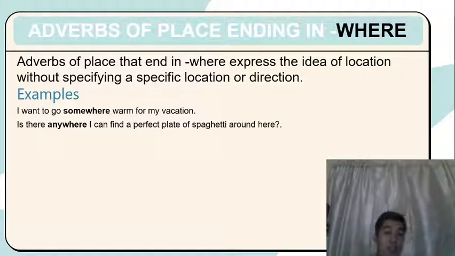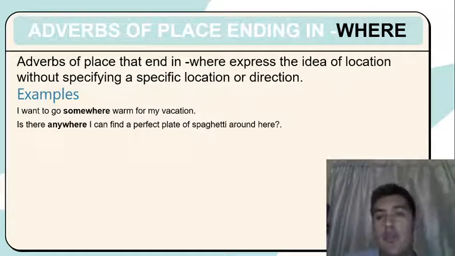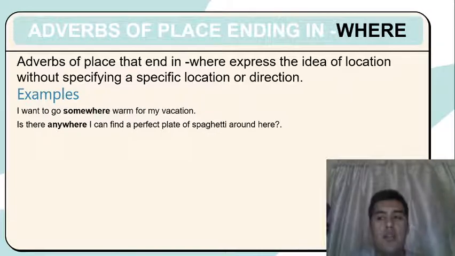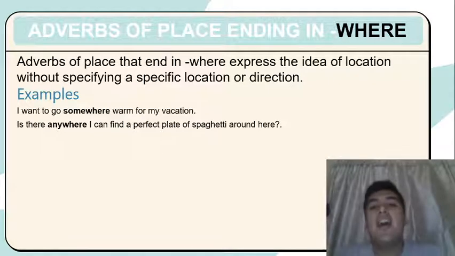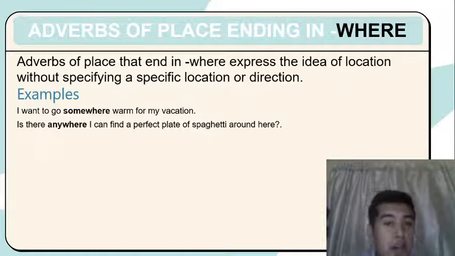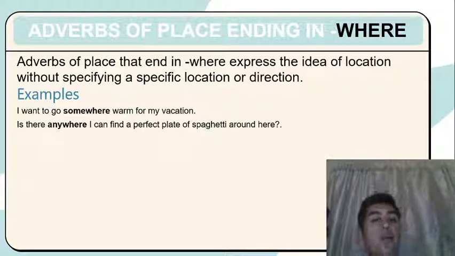Another. Is there anywhere I can find a perfect plate of spaghetti around here? Is there anywhere? Remember that any is only for negative and questions. But in this case, you are using the adverb anywhere, and it is the same usage. For example, you are downtown, in the center of the city. You are in front of the cathedral, and you ask a person, hey, where can I find spaghetti? In the other way, is there anywhere I can find a perfect plate of spaghetti around here?